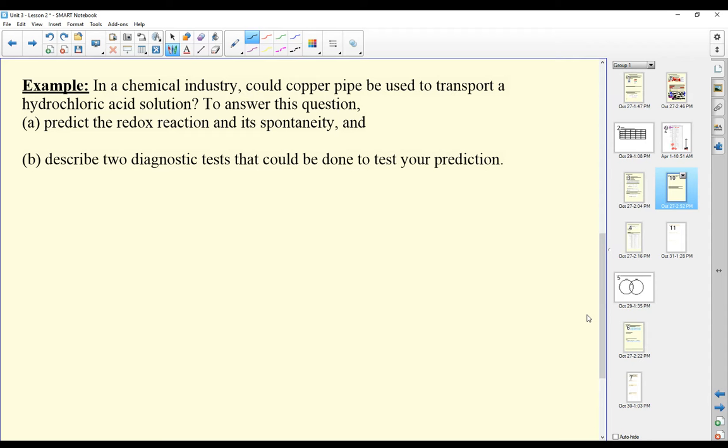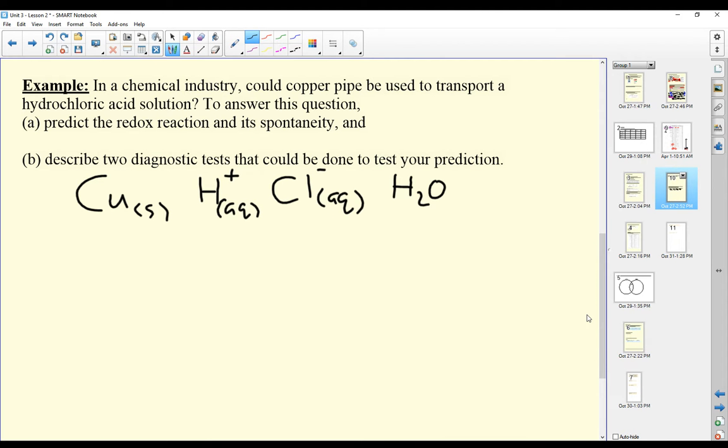So it tells us we have copper pipe. Copper pipe would be Cu solid. And we have a hydrochloric acid solution. So we're going to have H plus. We're going to have Cl minus. Make sure I put my states. This is aqueous. Cl minus, also aqueous. And this is a solution, which means we have H2O in liquid. And we know that liquid water can be an oxidizing agent or a reducing agent.